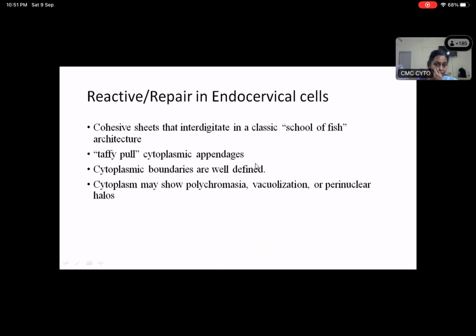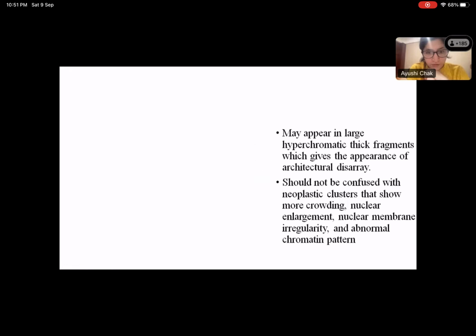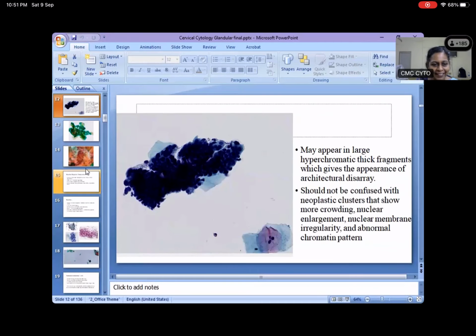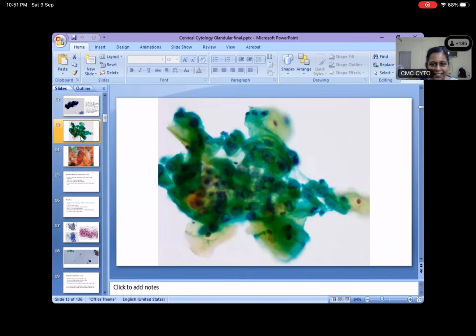So they are cohesive sheets that interdigitate in school of fish architecture with a taffy pull appearance. Cytoplasmic boundaries are well defined. That's what we saw. I'm sorry, I can't see the pictures now. Yeah, so we saw that there is not much overlap. So each cell is distinct from the next one. So that is a very important feature.